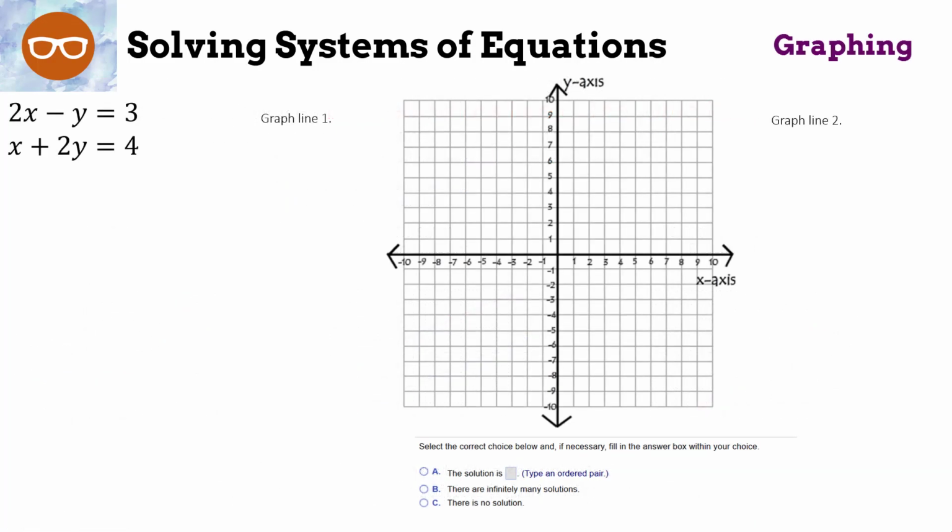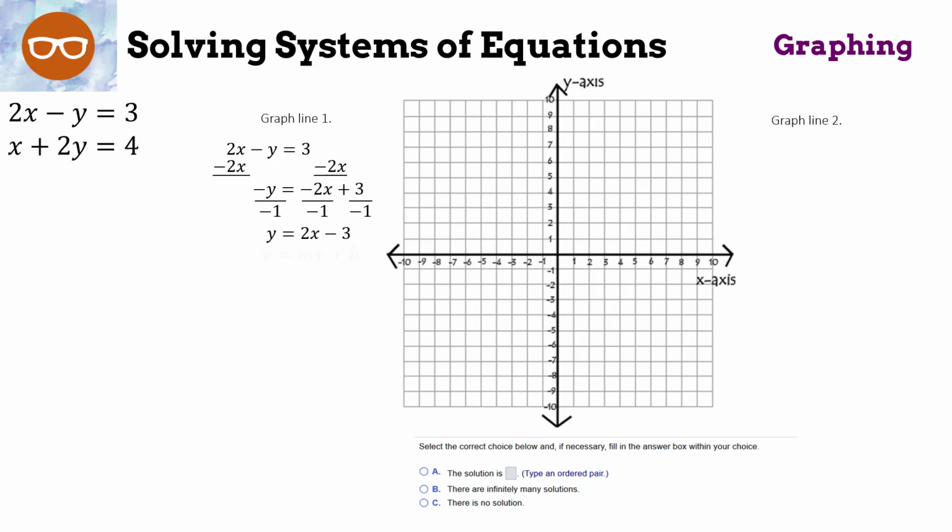Let's solve this system by graphing. Our system consists of 2x minus y equals 3 and x plus 2y equals 4. We're going to graph both of the lines on the same Cartesian plane. Let's graph the first line, 2x minus y equals 3. We want it to look like y equals mx plus b because that's the easiest way to graph. To do that, I'm going to subtract 2x from both sides, but now I need to get a positive y, so I'm going to divide everything by -1.